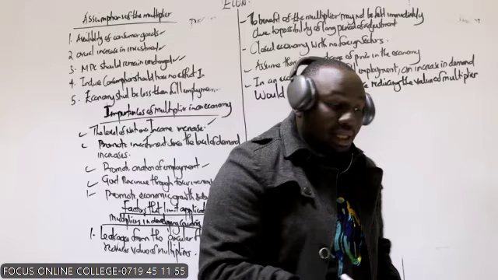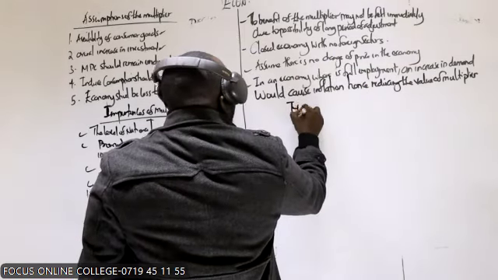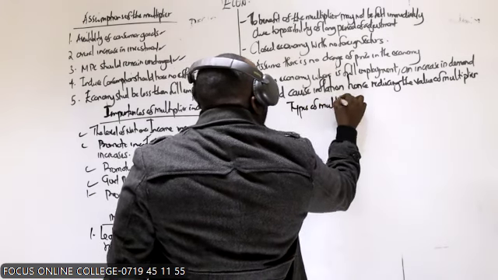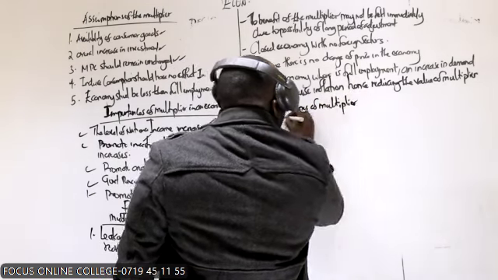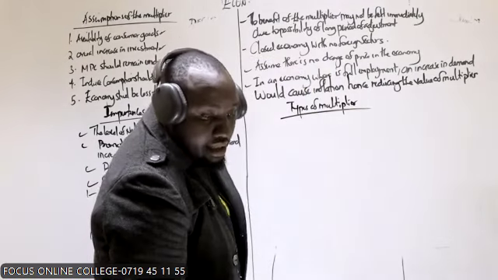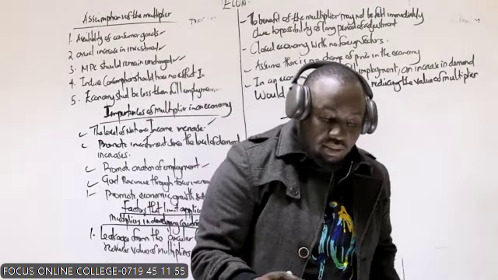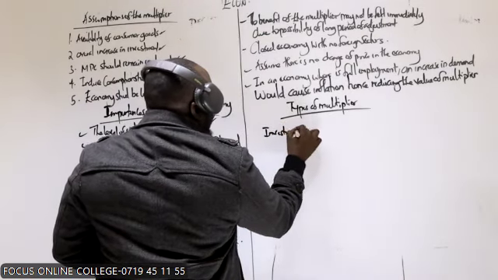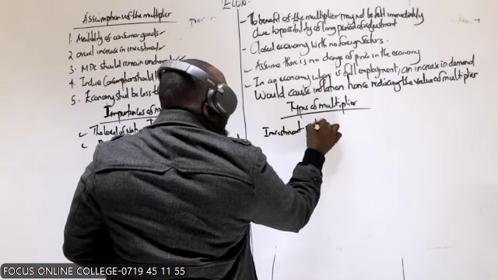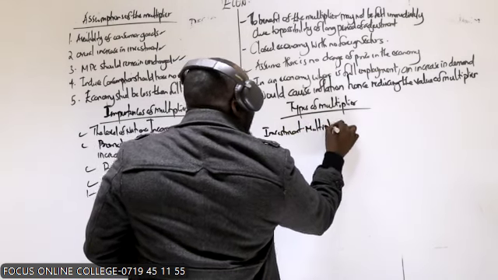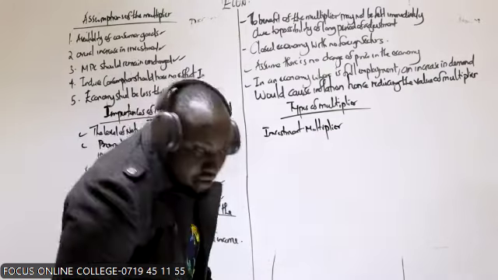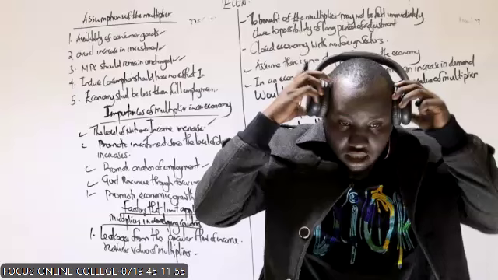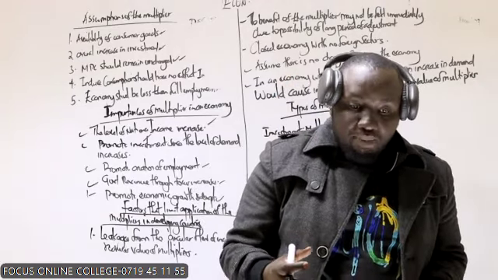So, types of the multiplier. I want to summarize these types of multiplier. There is something we call the investment multiplier. With formulas, it is easy to explain this multiplier. There is a question in 2022 that basically asks for the types of multiplier.